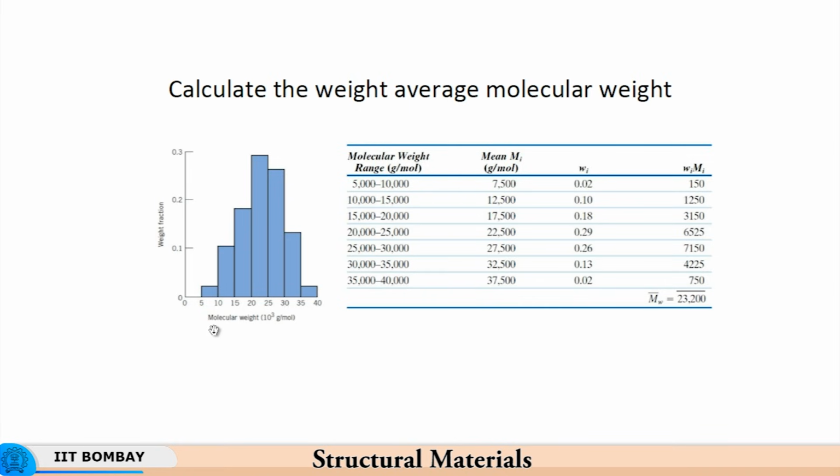So this way you have the weighted product of the mean mass for every range of macromolecules, and then you get the mean average molecular weight as 23,200 gram per mole. So for a macromolecule, this is the kind of weight that you get.